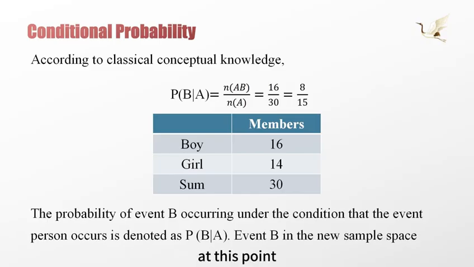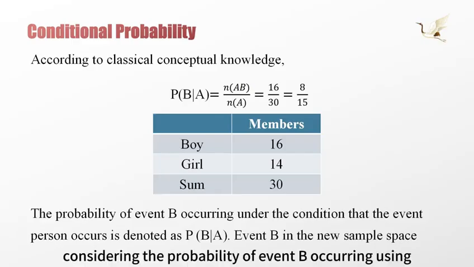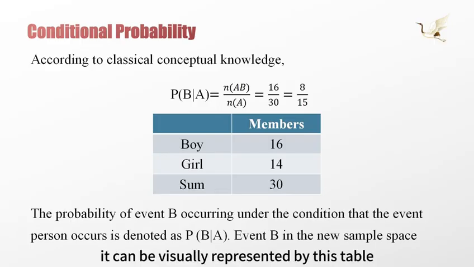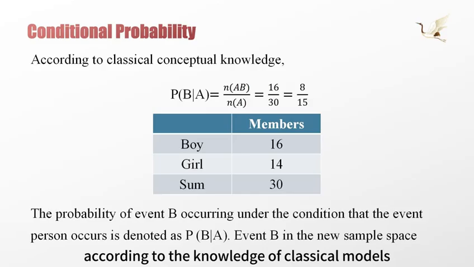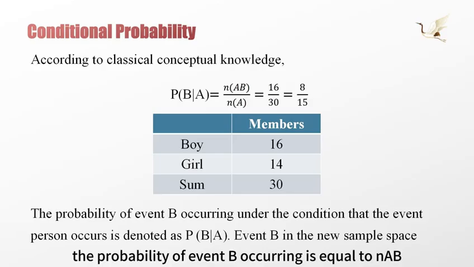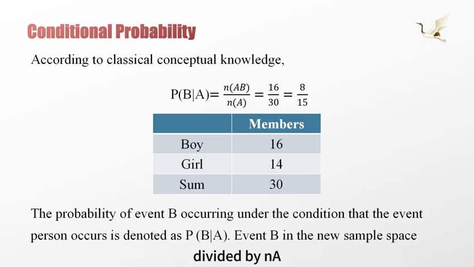At this point, it is equivalent to considering the probability of event B occurring using A as the sample space. In the new sample space, event B is the set of events AB, containing a sample point count of N(AB). It can be visually represented by this table. According to classical models, under the condition that event A occurs, the probability of event B occurring is equal to N(AB) divided by N(A), which is 8/15.